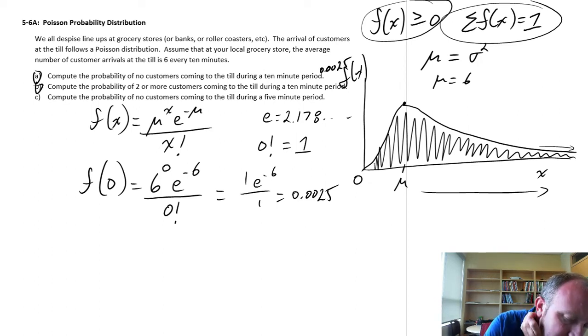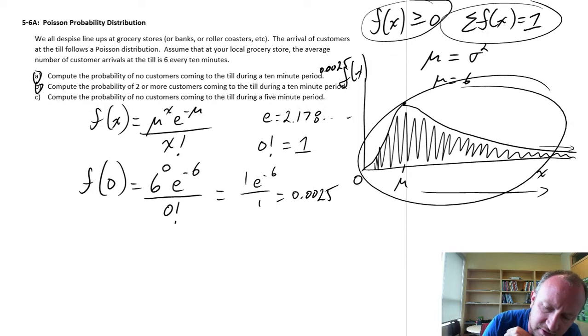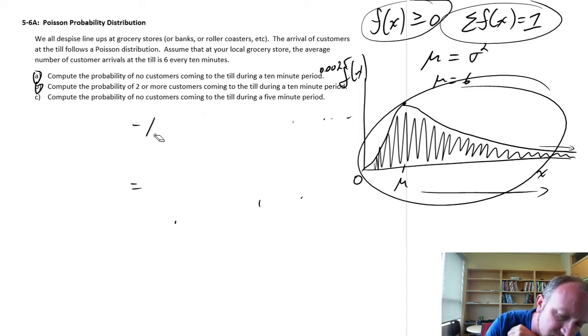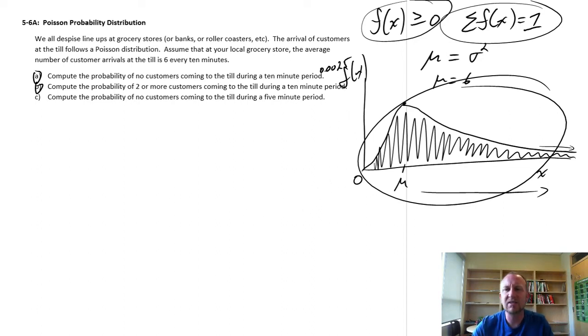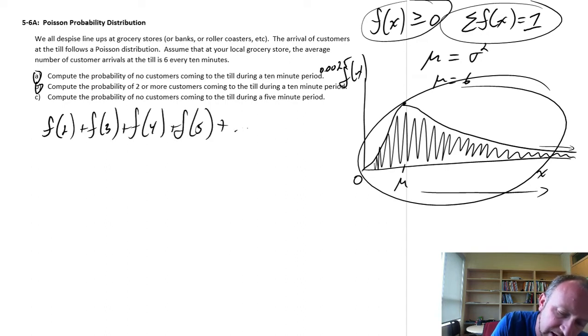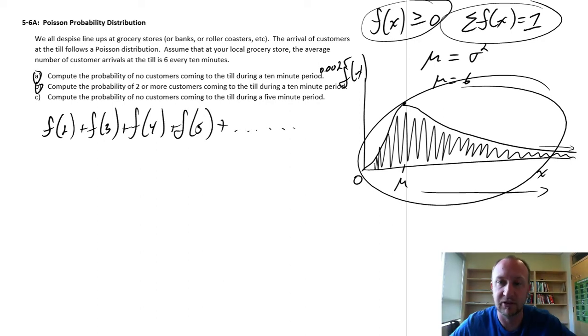Okay, part B. For part B, we need to take advantage of what I've described over here. Let me clean up some space for us. So part B, compute the probability of two or more customers arriving at the till in a 10-minute period. So how can we calculate that? Well, if we were to think about two or more, these are all independent events. So the addition law, we would just be adding these probabilities together. So two or more, it would be the probability of two or three, four, five, and on and on and on. More, there's no end to it.